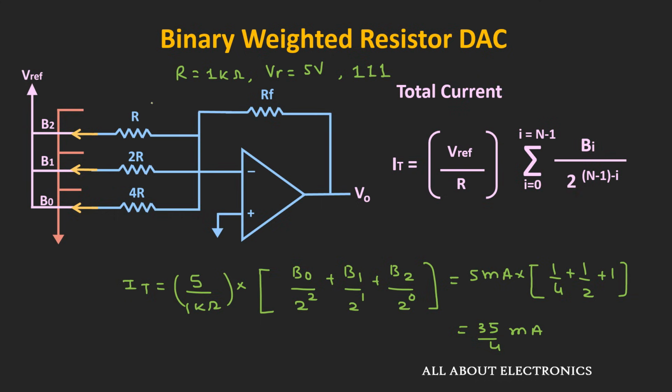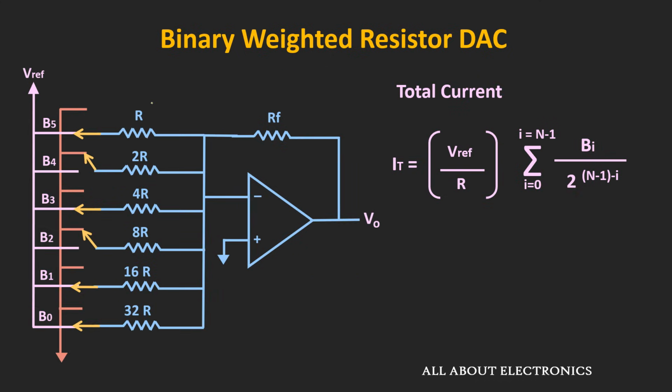That being said, here is the example of a 6-bit binary weighted resistor type of DAC. And as you can see, the value of R is increasing in multiples of 2. Or we can say that it is increasing in the proportion of 2 to the power of n minus 1 minus i, where i is the position of the bit starting from 0 to n minus 1. So as you can see, as the number of bits increases, the ratio between the highest and the lowest value of the resistor will also increase.